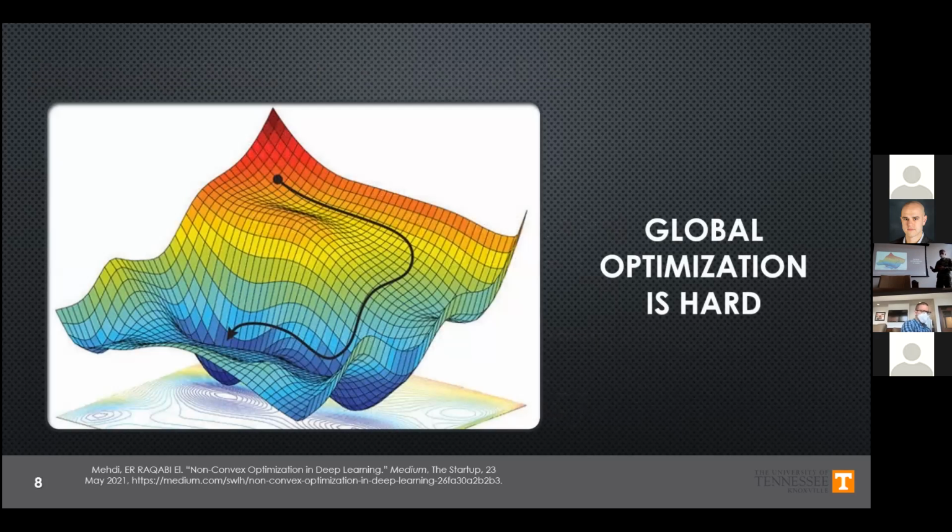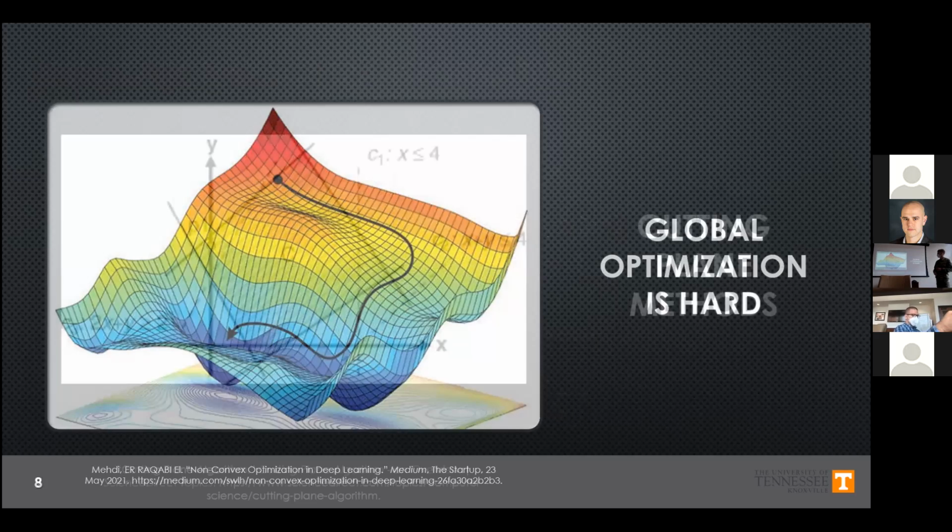But we're also not just doing non-convex optimization. We're also trying to find that global solution. And finding the global solution is also hard. So what are a couple methods for finding our global solution?